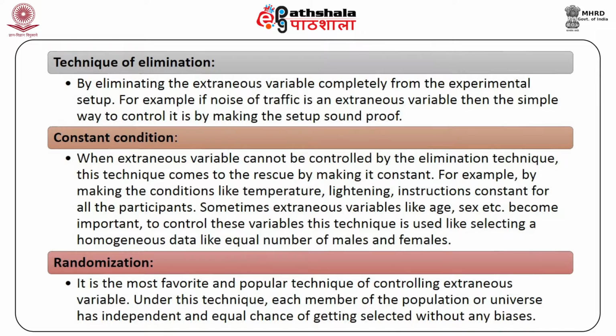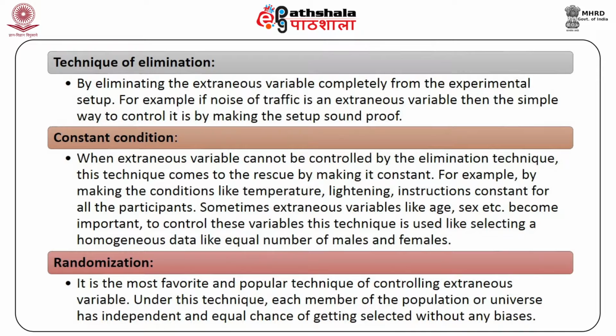Sometimes extraneous variables like age, sex, etc. become important. To control these variables, this technique is used, like selecting homogeneous data where an equal number of males and females may be chosen.